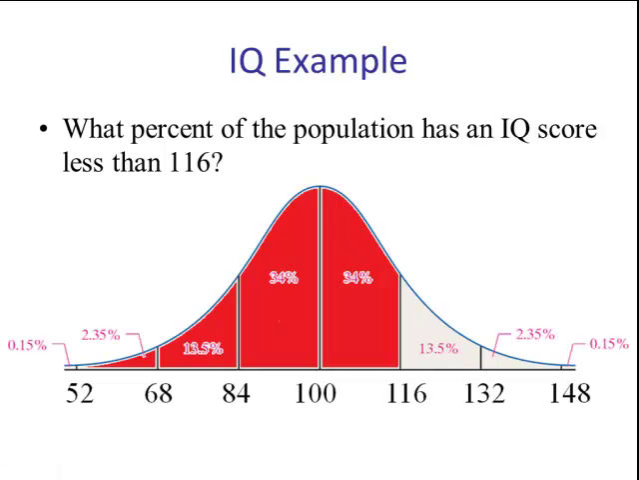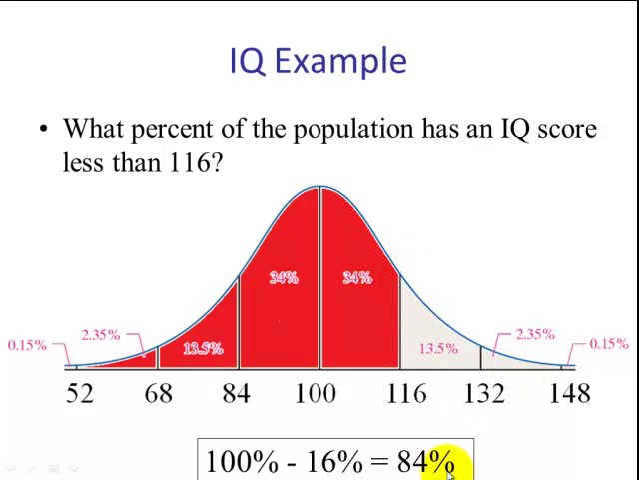Okay, if we draw the picture of this one, and using our previous example, we know that this tail was 16%. We want to find the probability of being less than this. The shaded region plus the unshaded region equals 100%. So since I know this is 16%, all I have to do is take 100% minus this 16%, and we see that the shaded region is 84%.